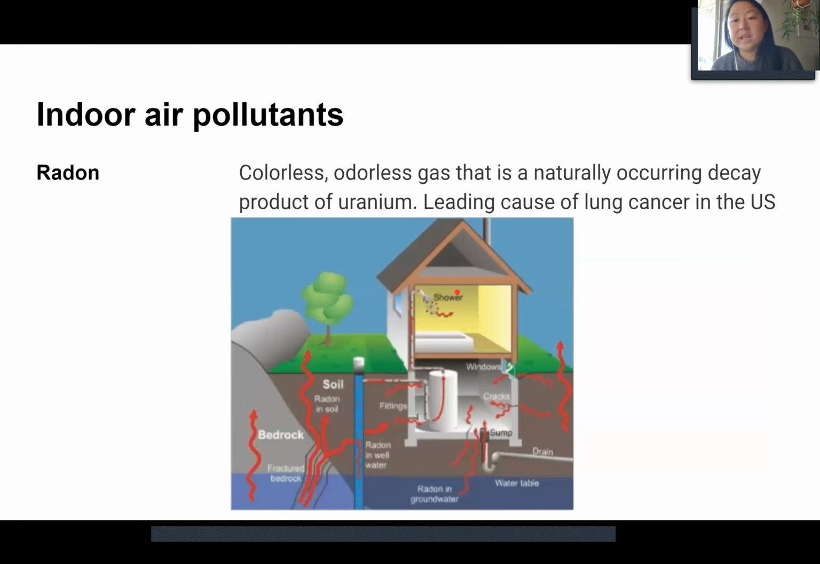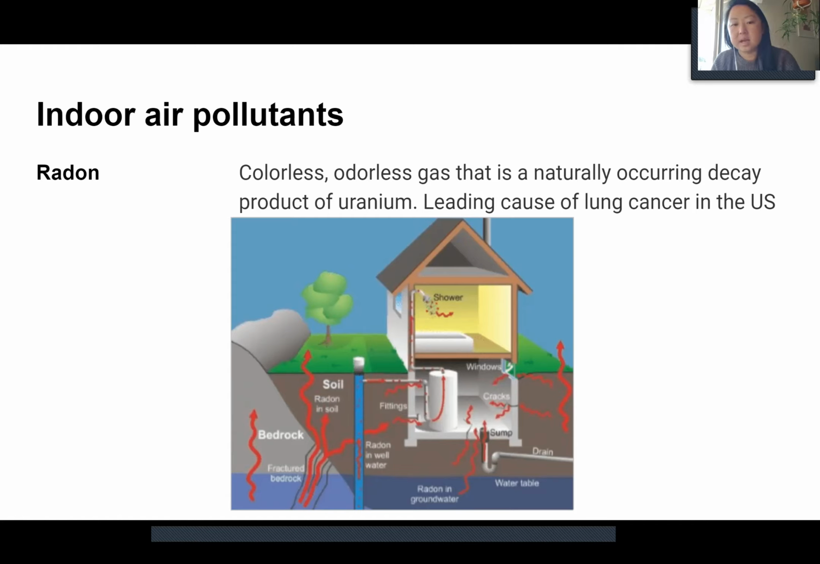Okay, and then there's radon. Radon is a colorless, odorless gas that is naturally occurring. It occurs as a decay product of uranium, in the ground below you, and radon is one of the leading causes of lung cancer in the U.S. And it's insidious because it's colorless and odorless.